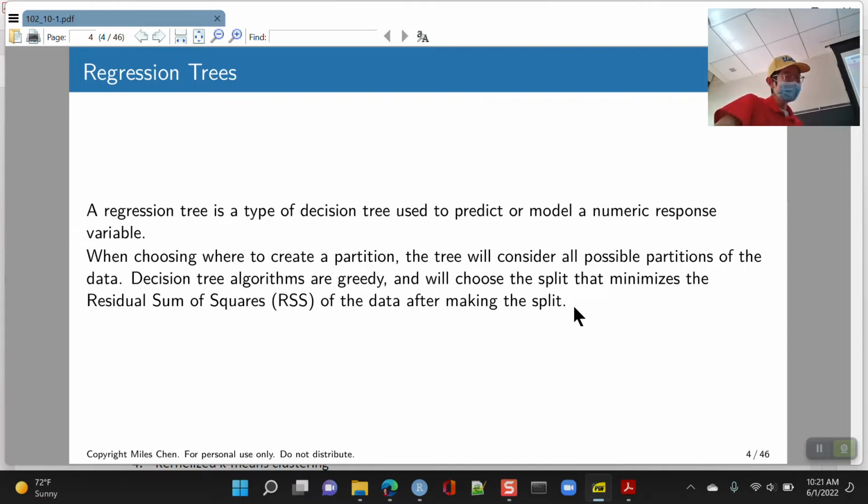Okay. So we'll look at regression trees today, and this is used to predict a numeric response. Basically, we'll talk about how the regression tree chooses to create a partition. What it does is it considers all possible partitions. It looks at every possible partition, and it makes a greedy decision, okay? It's going to choose the split that minimizes the residual sum of squares after making the split, or equivalently, maximizes the reduction in the residual sum of squares.